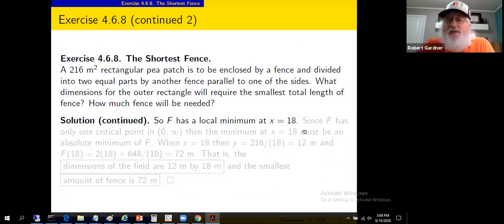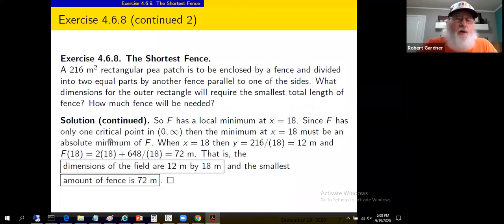Local minimum. Let's see, what all did they ask for? They want to know what are the dimensions of the outer rectangle that will require the smallest total length of fence and how much fence. Okay, so X is 18. They want to know Y as well. Only one critical point. This must be the absolute minimum. Yeah, we saw that from the first derivative test. We saw that was the only critical point. And so it must be not only a local minimum, but an absolute.